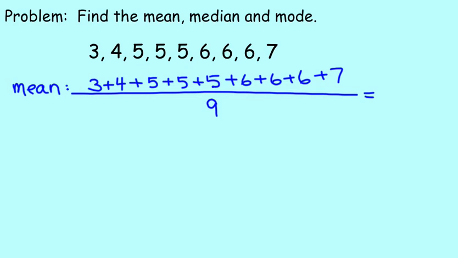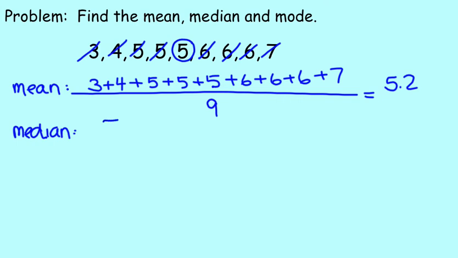Let's take a moment here. 3 plus 4 plus 5. And it's approximately 5.2. The median, the middle. So your teacher probably taught you something like this where you work to the inside. So there would be your median.